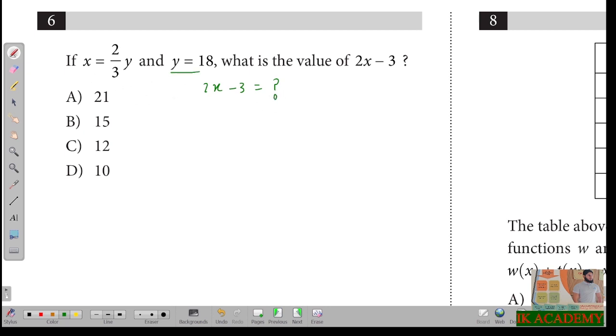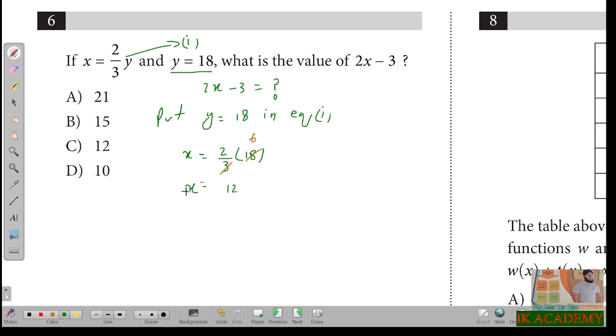First, I can use the value of y is equal to 18. Let me say this is equation number 1. So I am going to put y is equal to 18 in equation 1 to get the value of x. So x is equal to 2 by 3, and instead of y, we can write down 18. So we know 3 ones are 3, 3 sixes are 18, 2 sixes are 12. So x is equal to 12.